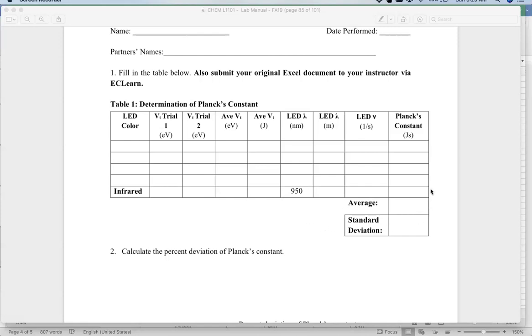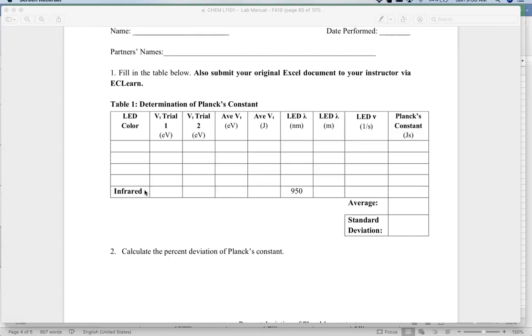Our ultimate goal is to find Planck's constant in units of joule seconds. What we're going to see is a series of colored LEDs, and a series of voltage data associated with each of those LEDs, so the minimum amount of energy needed to turn them on. From that, we should be able to calculate Planck's constant from several different wavelengths of light. They should theoretically all be exactly the same because this is a universal constant, but we'll see. There'll be some error. There's always error associated with experimental data.